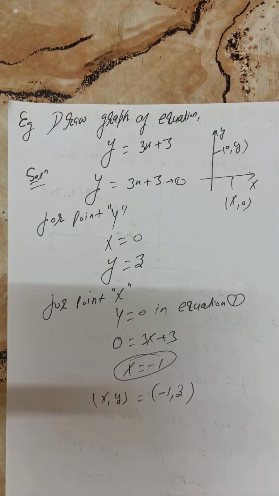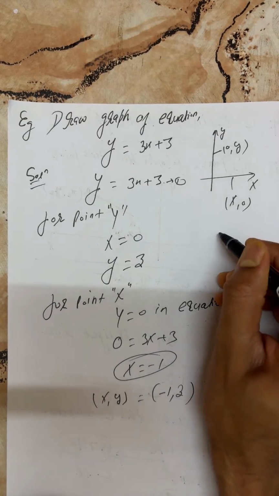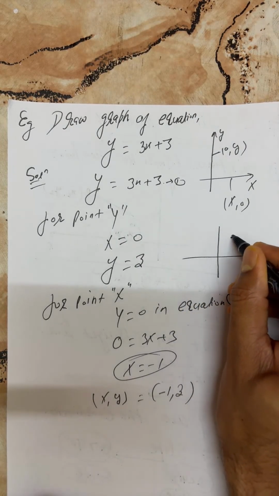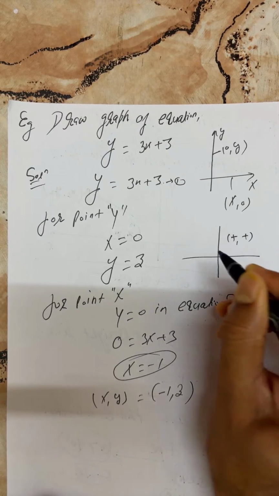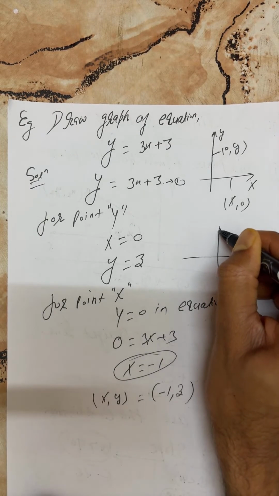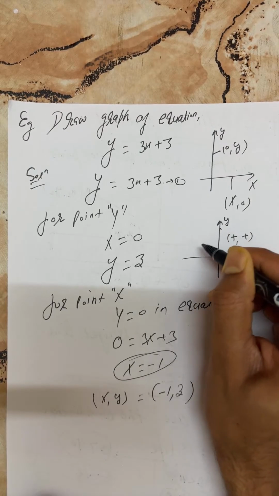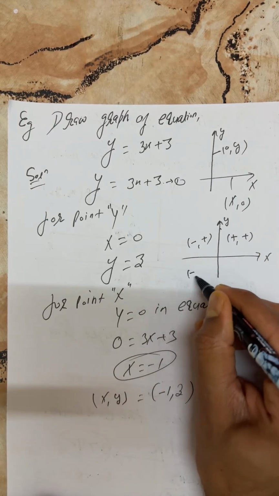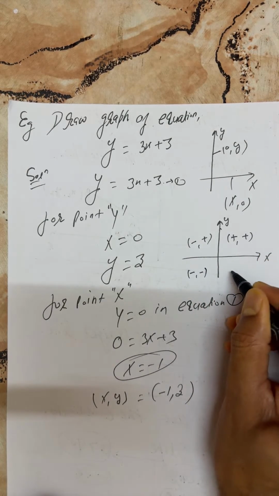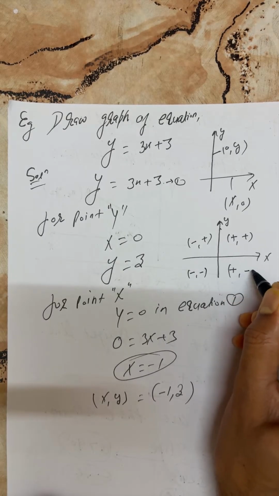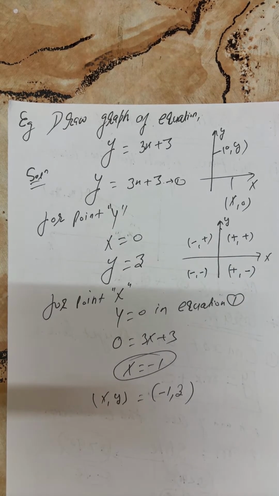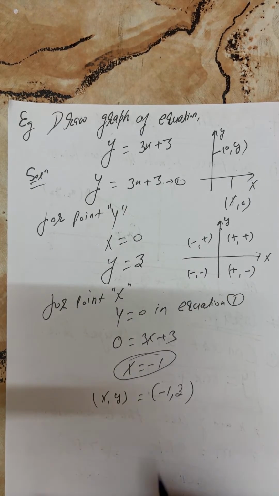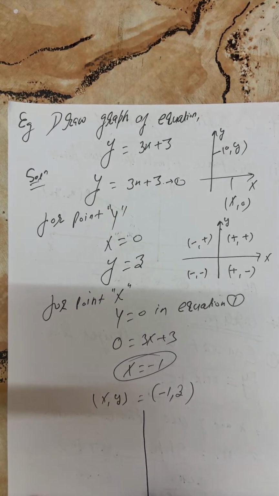You can tell in which quadrant this point will lie. Be remember here, this thing I forgot. In the first quadrant, both x and y are positive. In the second quadrant, x is negative and y is positive. In the third quadrant, both are negative. And in the fourth quadrant, x is positive and y is negative. Now tell me, in which quadrant is this lying? Second quadrant.